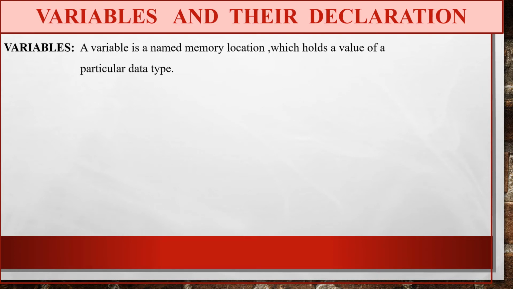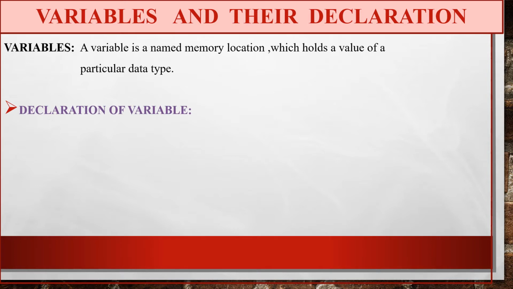A variable is a named memory location. Actually, a variable is a memory location, or a block of memory, which holds a value of a particular data type. A value of a particular data type means the data type with which it is declared. A value of that type is stored in the memory block, and that memory block is a variable. Let's understand it with an example.